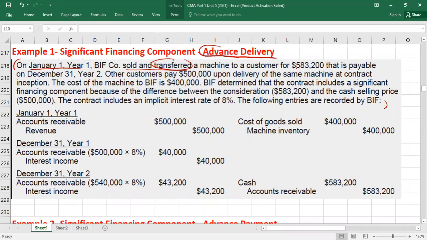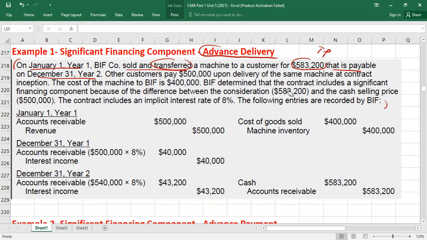Right? So we deliver the goods to a customer for how much? 583,200. Actually, this is the transaction price. We sold for 583,200. That is payable, but this amount will be payable on December 31st, year 2, right after 2 years. Understood? It means it's advance delivery and payment will be received in future. The difference is more than 1 year. It means there is a significant financing component we need to consider. And in advance delivery, interest income will arise.